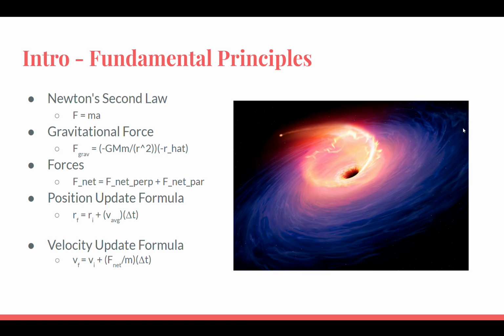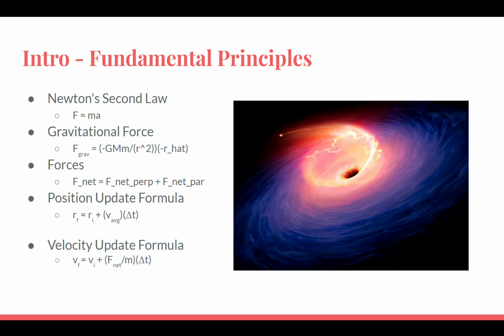So, to begin, let's discuss some key fundamental physics principles. Every equation here is derived from Newton's second law, where F is equal to ma, and the second equation is the gravitational force, where F grav is equal to negative G M m over r squared times r hat. And this just describes the attractive force between two bodies of mass.